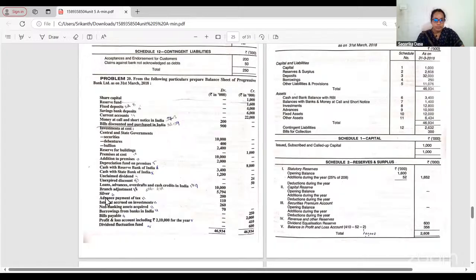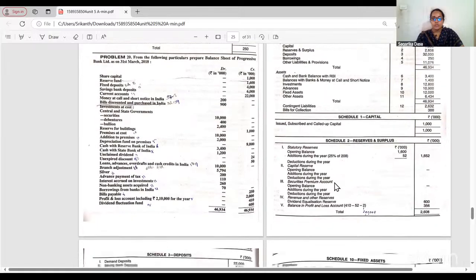Silver is investments. Advance payment of tax is schedule 11. Interest accrued on investments, 11. Non-banking assets, 11. Borrowings within India is schedule 4, bills payable is 5, profit and loss last year profit, dividend fluctuation fund is scheduled. Dividend, schedule 5.